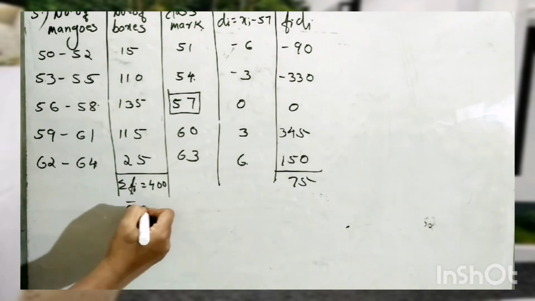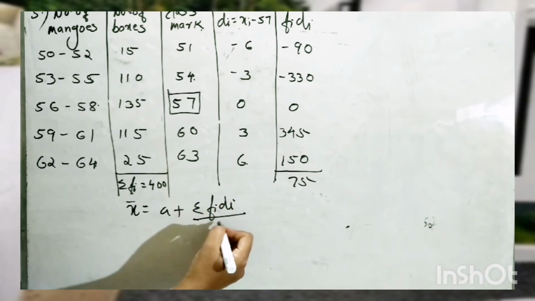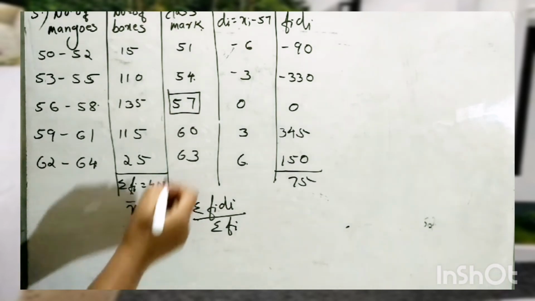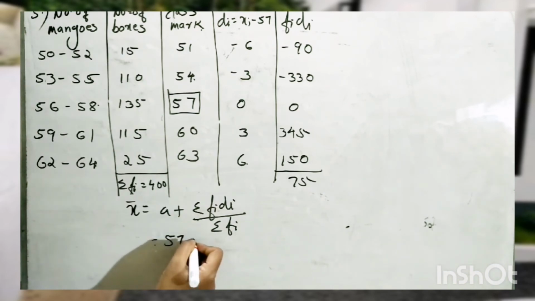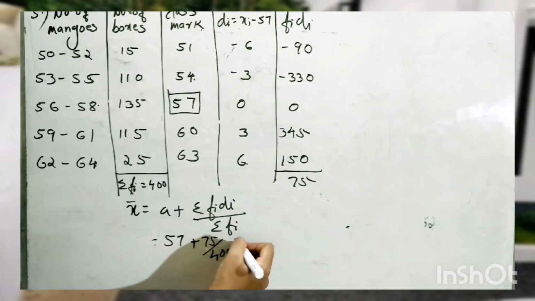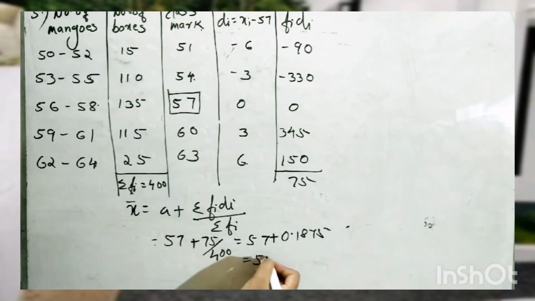Then x bar is equal to a plus summation fi di divided by summation fi. And here the value of a is 57 plus 75 divided by 400, which is equal to 57 plus 0.1875. This is equal to 57.1875. That is the mean in this case.